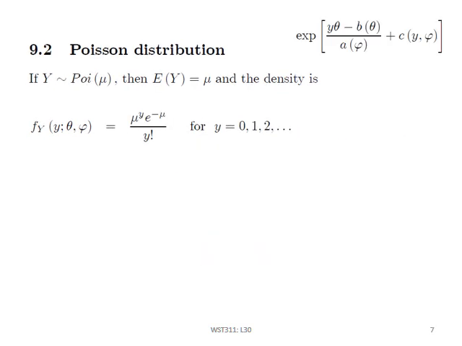We can also write the probability mass function of the Poisson distribution to be in the form of that of the exponential family. Starting with the mass function of the Poisson distribution, we can write that to be equal to e to the power of y ln of mu, minus mu, minus the ln of y factorial.